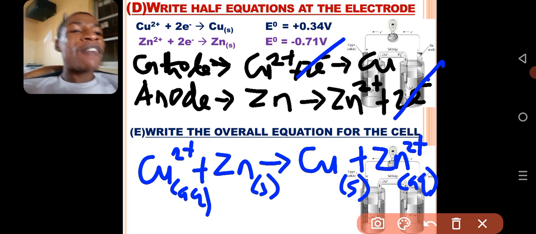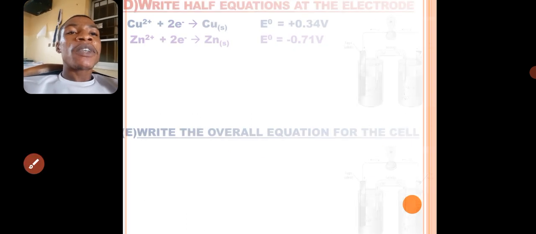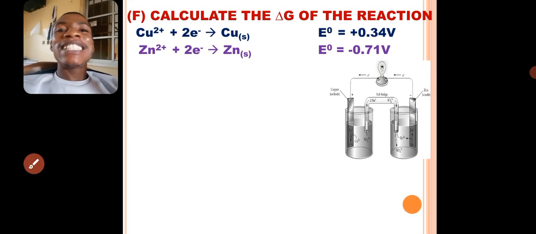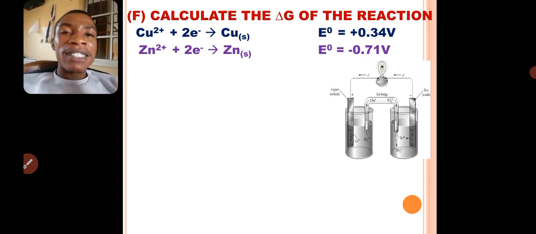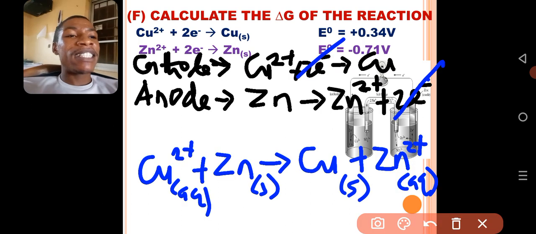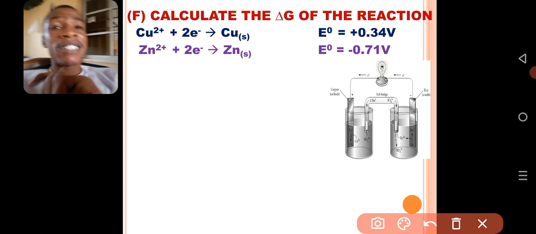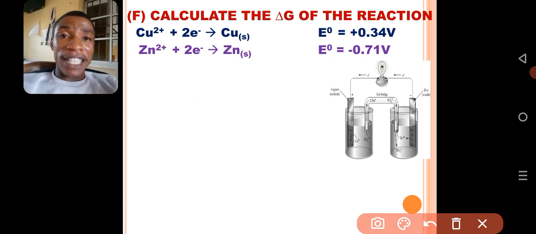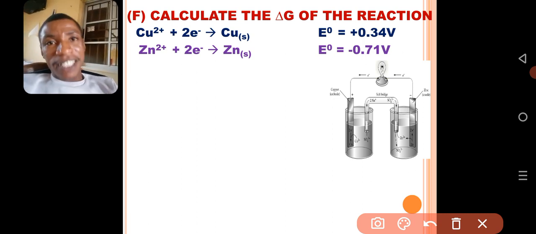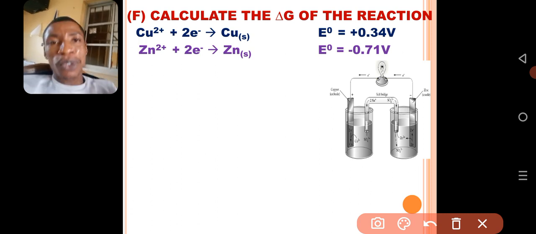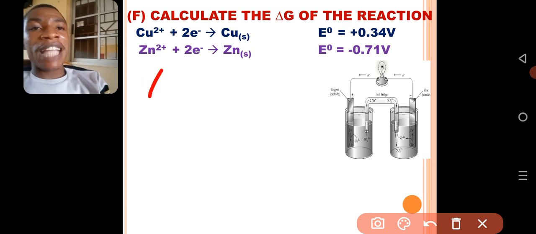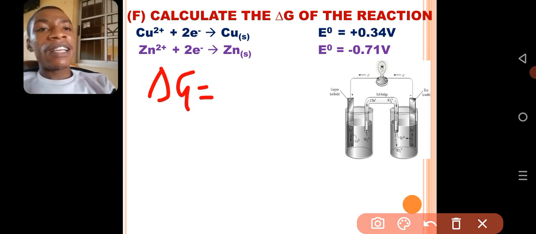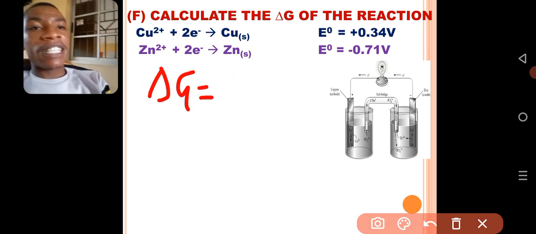So the next question we have is question F. Question F asks us to calculate the delta G for the reaction. Delta G actually means Gibbs free energy change. That delta means change. So change in free energy. The free energy is energy available to do work. That's the meaning of delta G. That's the meaning of G. So delta G represents the change in Gibbs free energy.